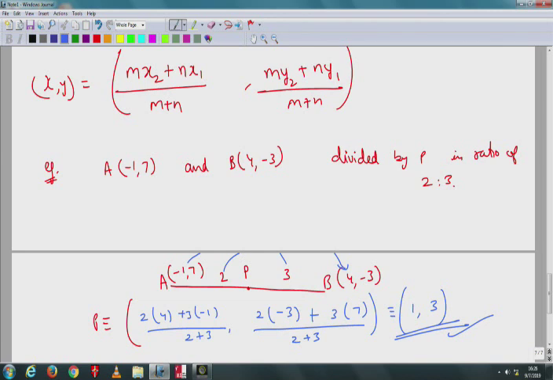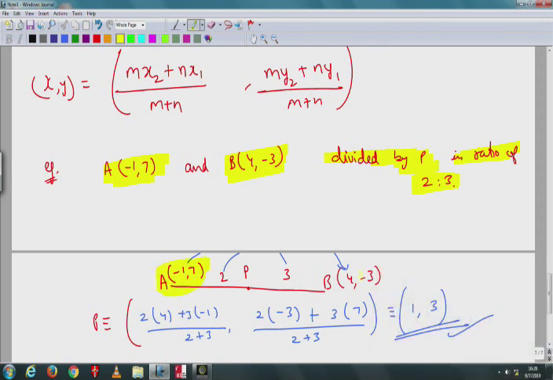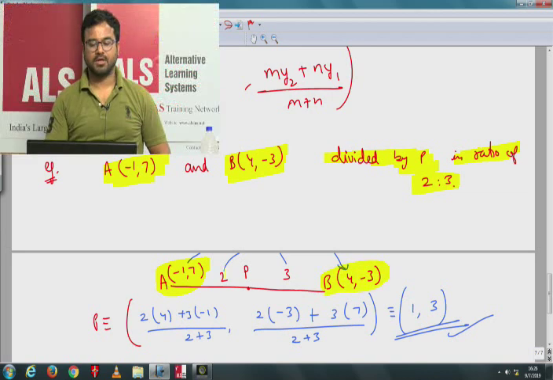Okay, Kohima Center, what I have done, I have just taken the values. Point A was given and point B was given. The coordinates of both the points are given. It says that these two points are divided by point P in the ratio 2:3. So we have to find the coordinates of point P. In the diagram, A is at this end, B is at this end, and point P is over here, dividing in the ratio 2 on the left and 3 on the right.